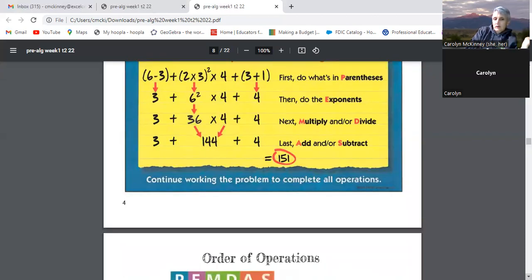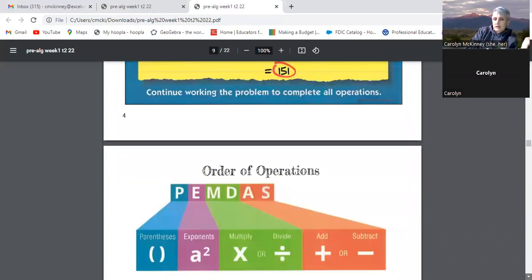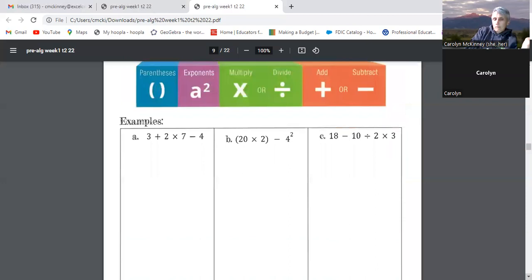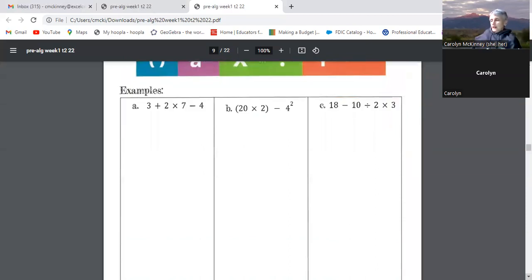So let me model a few of those for you. This just reminds us of this again. So we've got a few examples here. Some of them won't need nearly as much space as others. And let's see if I can make my screen nice and big so that I can write legibly.